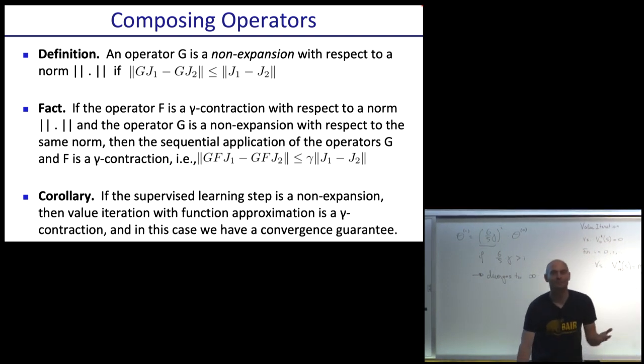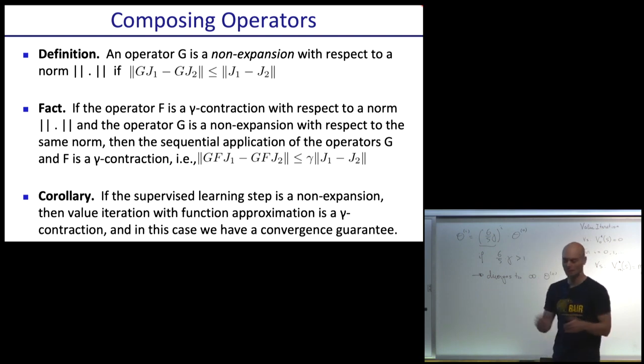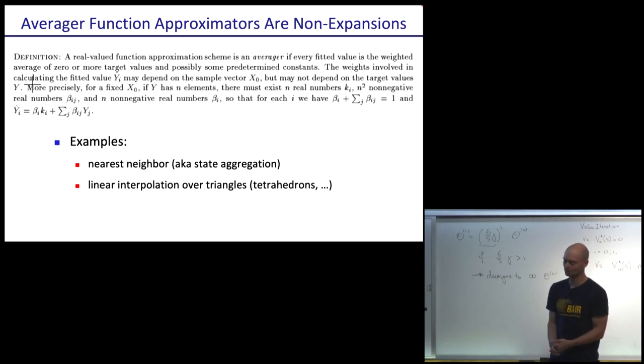Well, let's think about some function approximators we've already covered. We saw nearest neighbor and linear interpolation with convex weights from your neighbors. Who thinks those might be contractions? Not contractions, non-expansions. People are very torn on this one, it seems. Who thinks they are expansions, possibly expansions? OK. So everybody's still making up their mind, which makes sense, because it's not that easy to wrap your head around. It turns out they are non-expansions.